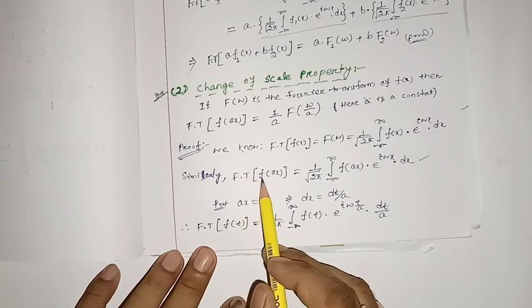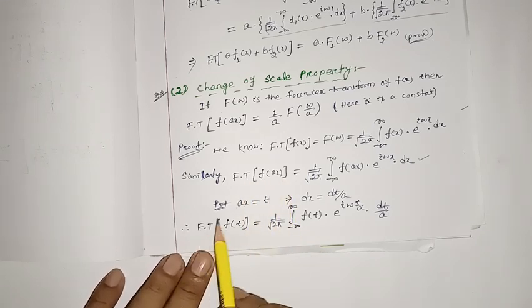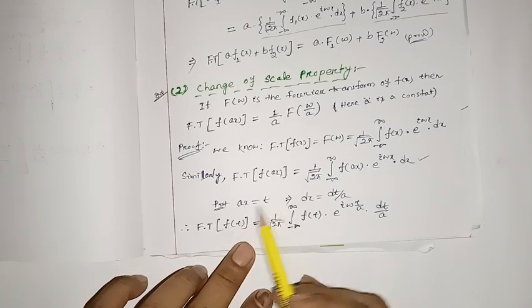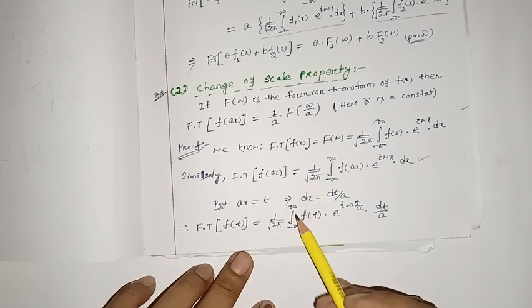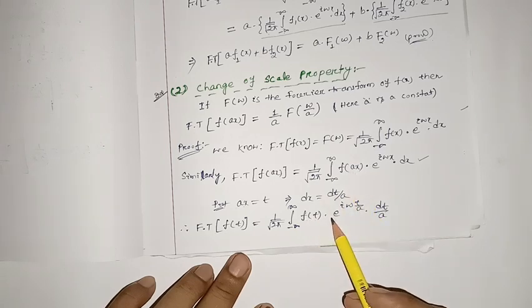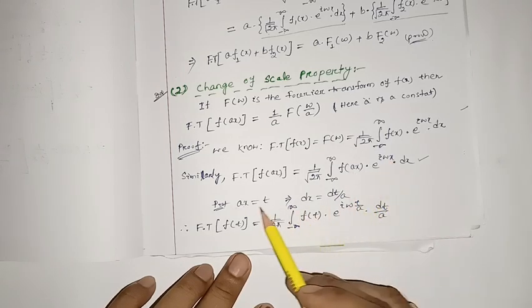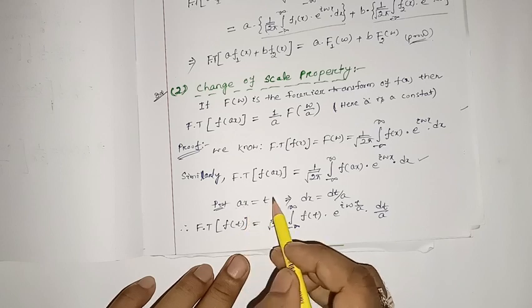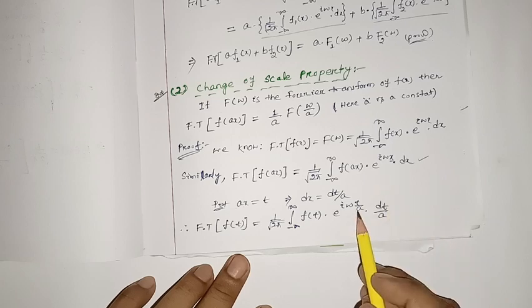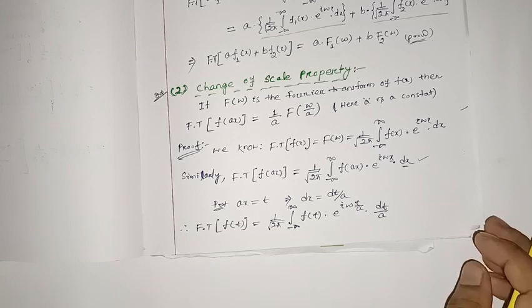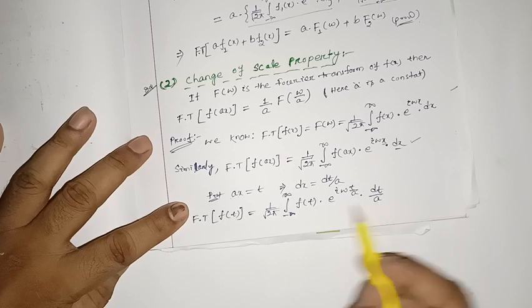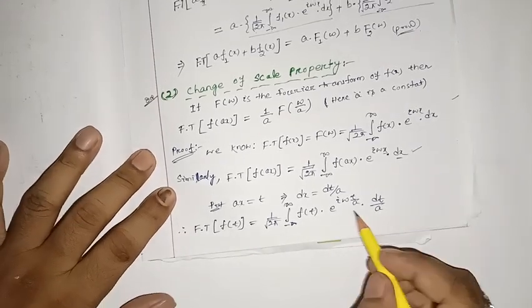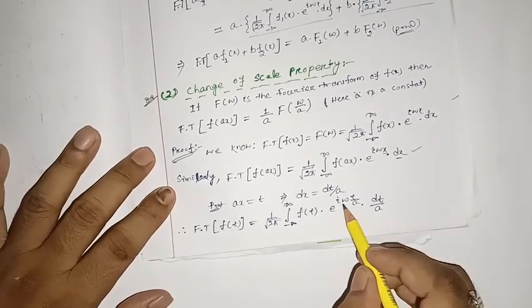So the Fourier transform of f(ax) can be written in terms of f(t), because we considered ax equal to t. It equals 1 by root 2 pi times the integral from minus infinity to plus infinity of f(t) into e to the power i omega, and instead of x, since ax equals t, x equals t by a, so we write t by a, into dx. dx will be dt by a, right? Now you can see a is a constant, taken outside, and this omega t by a can be written as omega by a.